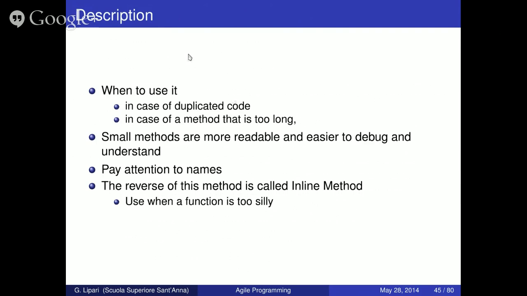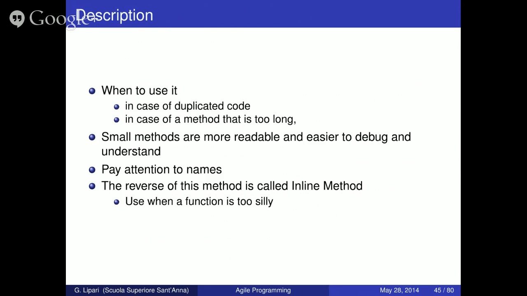So when to use it? It's very easy. It's in case of duplicated code, or in case you have a method that is too long. So if you have a very, very long function, even if you don't have duplicated code, it's much better to make it smaller by delegating some of the code into separate functions. This is because small methods are more readable and easier to debug and understand. And maybe some part of this can also be reused.